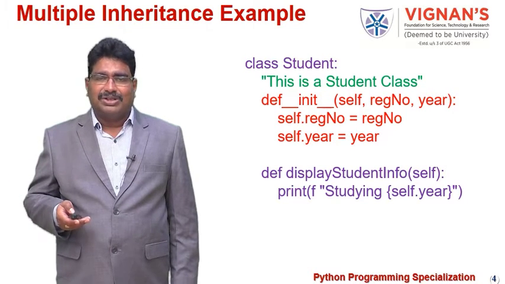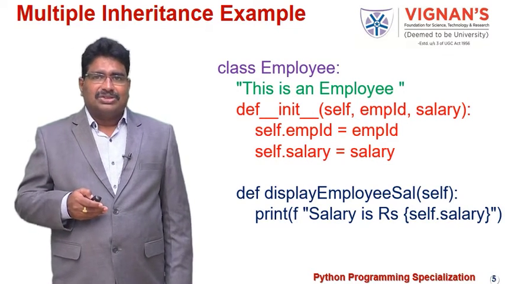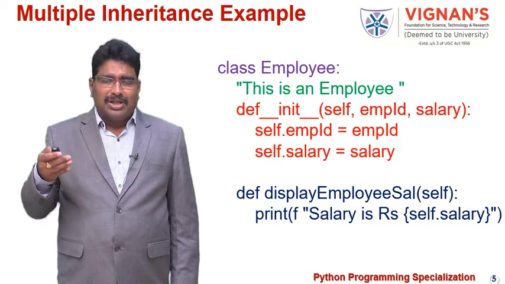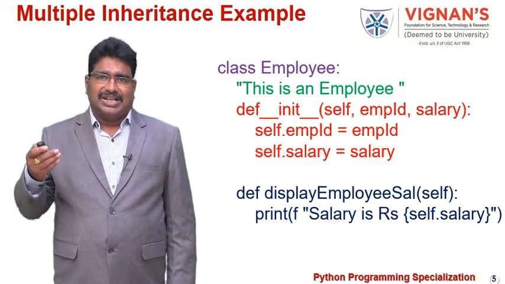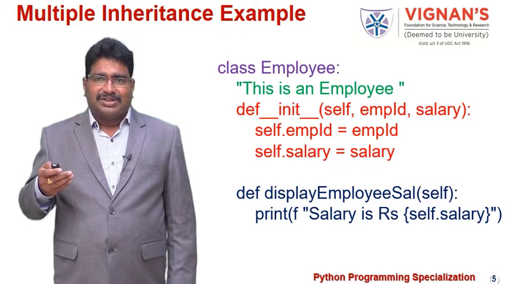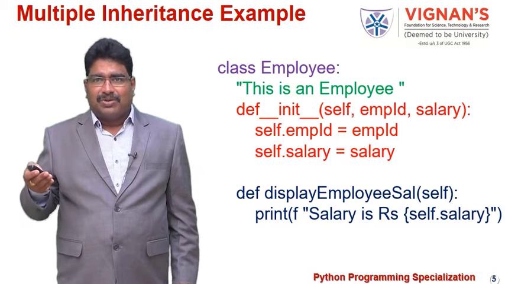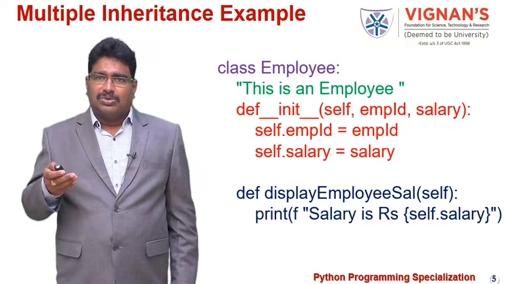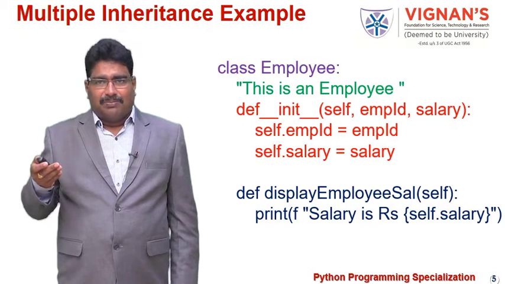Now we want to create the employee class. Here we assume that the employee class consists of the attributes employee ID and salary. For that reason, we use the statement class employee, which indicates that we are creating the employee class. The text given within the double quotes indicates that this is the doc string of the employee class.